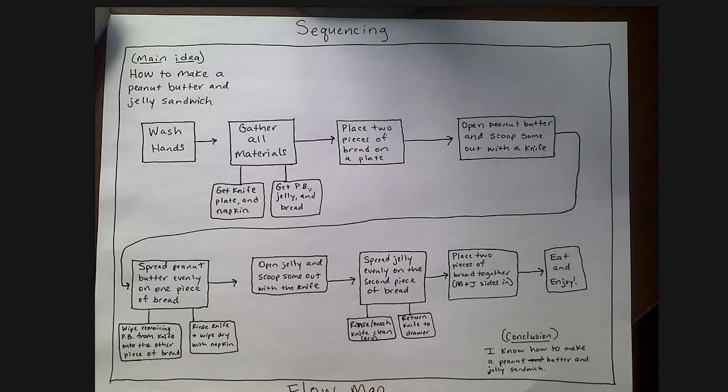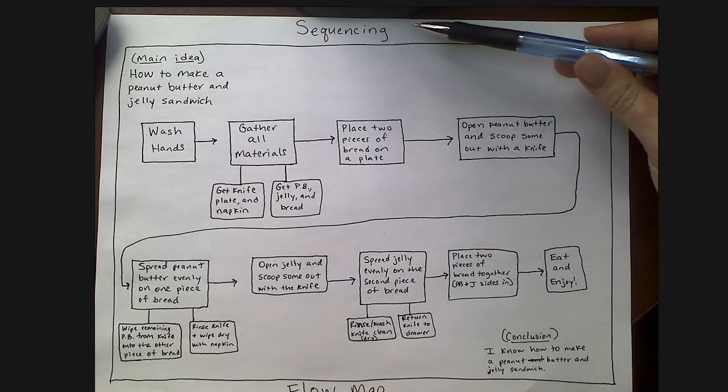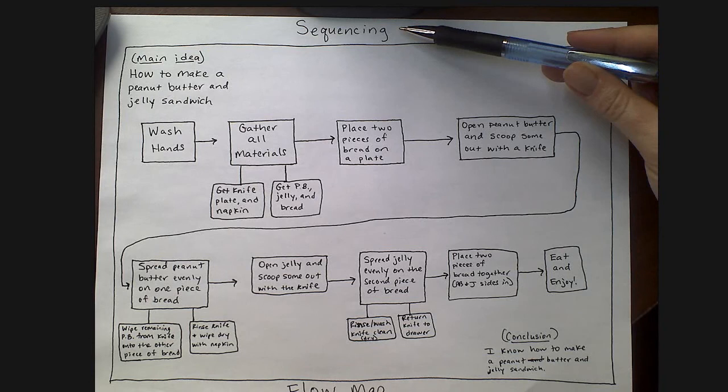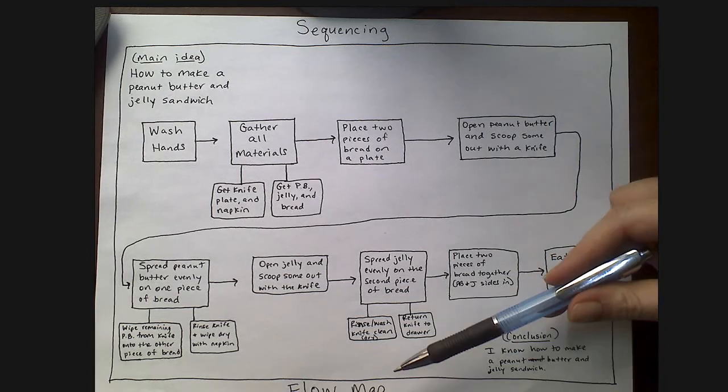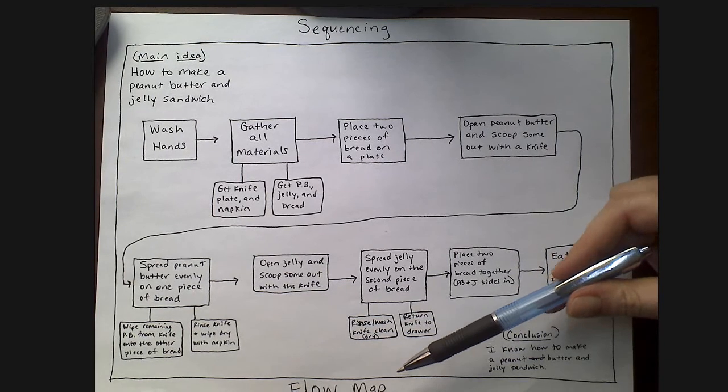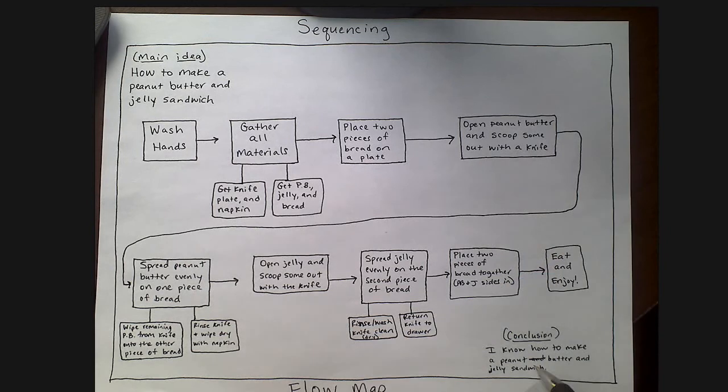So here we go. For the thinking map, we've got at the top sequencing, which is the skill that we're practicing. At the bottom we've got the title of the map, which is the flow map. And then don't forget that lovely rectangle we like to call our frame of reference. Gotta have that there because it kind of closes everything in and we get to put fun stuff in the corners too. In the upper left corner we're going to put the main idea, and in this case, how to make a peanut butter and jelly sandwich.